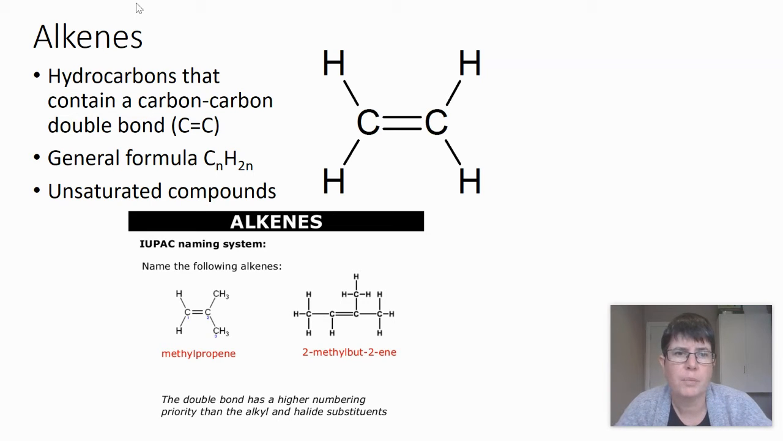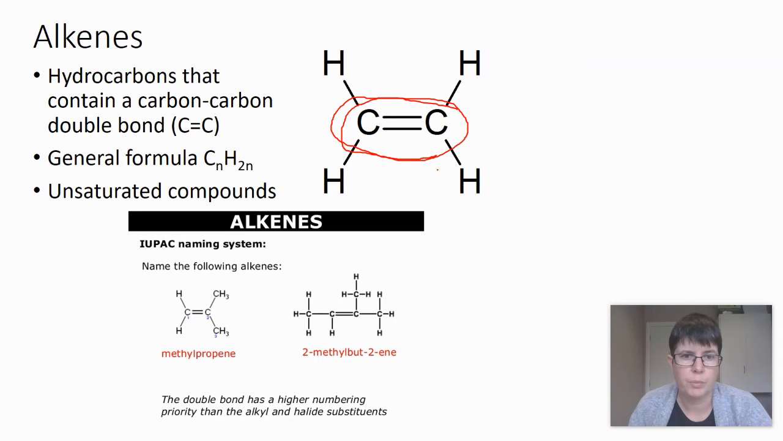Alkenes are hydrocarbons, so they only contain carbon and hydrogen, and they contain a carbon-carbon double bond. They have the general formula CnH2n. So they've got a different general formula from alkanes. They are known as unsaturated compounds, which means they have fewer hydrogens. So the main thing to look for in alkenes is this carbon-carbon double bond.